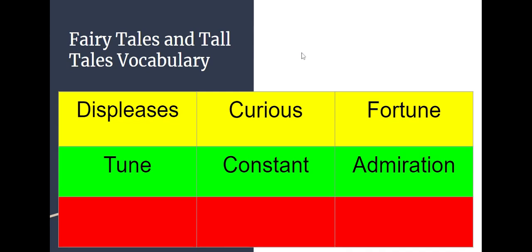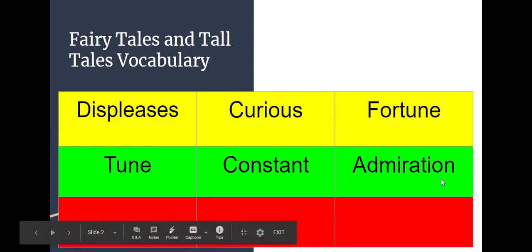Which word in this chart means to be unhappy? Remember, that's displeases. It has that prefix dis. Which word in this chart means you really enjoy someone, you really respect somebody? And that's that word admiration.